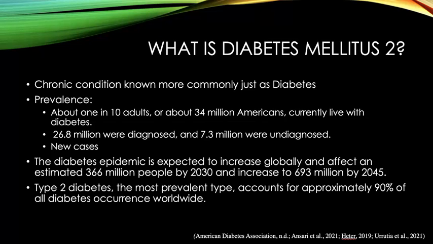Type 2 diabetes is the most prevalent type, and it accounts for approximately 90% of all diabetes occurrences worldwide. Globally, type 2 diabetes imposes a large economic burden. Diabetes is estimated to affect 366 million people globally by 2030, and possibly increase to 693 million people by 2045.